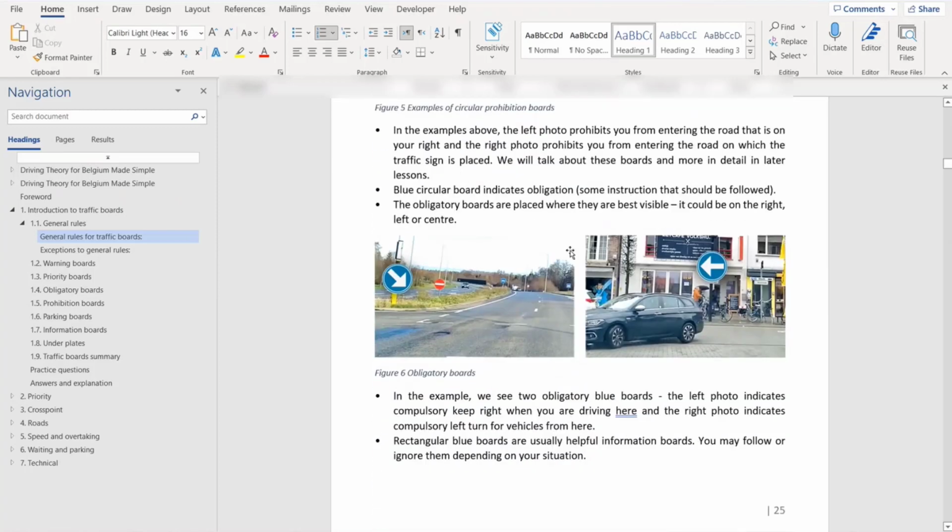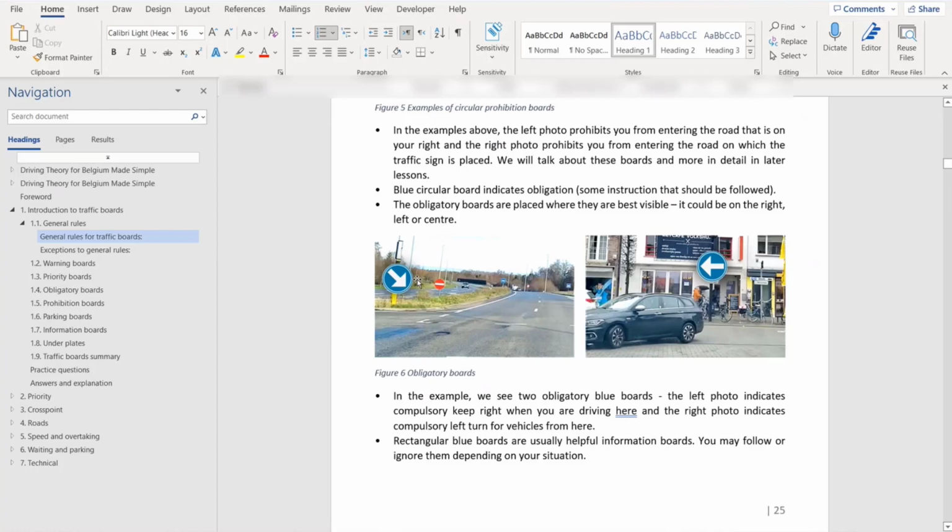Again, as I said, blue circular boards are important. So here's another circular board, but this time it's a board which does not have red color, but a blue color. This is also important. Here again, you must do something. With red color, you must not do something. A blue color is an obligation, which means you must do something.